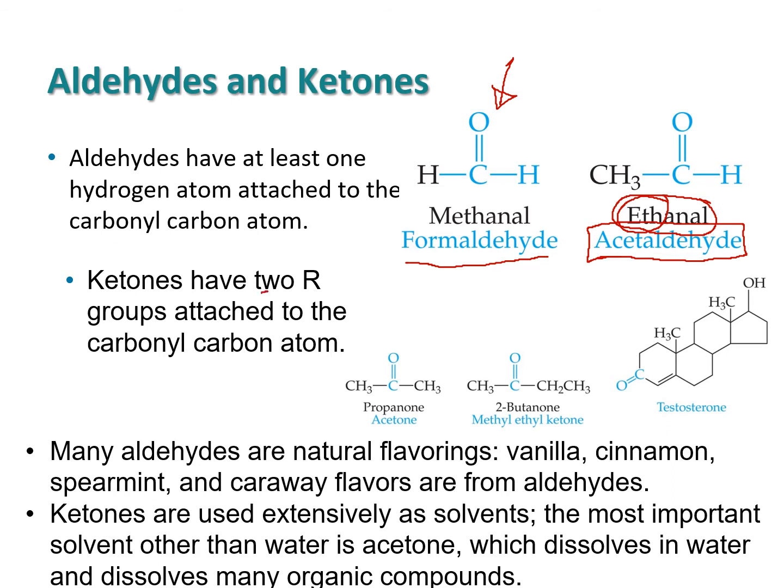Ketones have two R groups attached to a carbon atom, so they have two alkyl groups. They sandwich this carbonyl group right here. So this is acetone. That's, again, the most simple ketone there is. That's the one that you use to take off nail polish. Obviously, they can get more complicated. There's testosterone. So it has that ketone group right there.